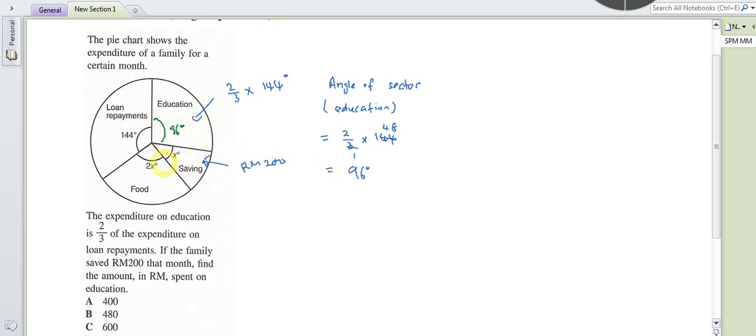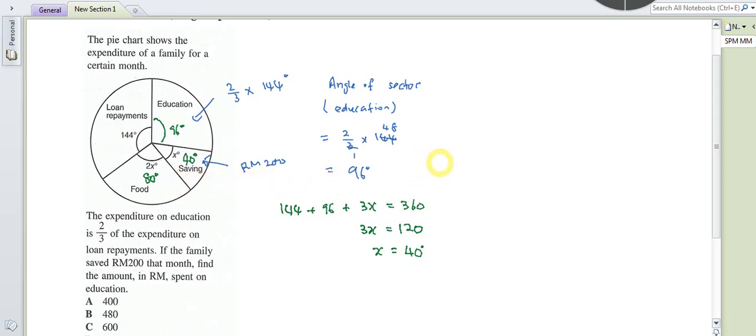Okay, and we need to find the value of x. What's x? 144 plus 96 plus over here we have 3x is equal to 1 full turn, 360, right? So 3x must be equal to 360 minus these two. 360 minus 144 minus 96. Okay, you will get 120 degrees. So x is 120 divided by 3, you will get 40. So we know that x is equal to 40 degrees here. So this is 40 degrees and this is 80 degrees.